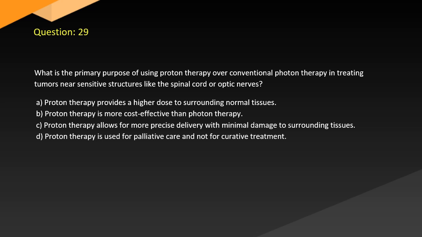Question 29. What is the primary purpose of using proton therapy over conventional photon therapy in treating tumors near sensitive structures like the spinal cord or optic nerves? A. Proton therapy provides a higher dose to surrounding normal tissues. B. Proton therapy is more cost-effective than photon therapy. C. Proton therapy allows for more precise delivery with minimal damage to surrounding tissues. D. Proton therapy is used for palliative care and not for curative treatment.